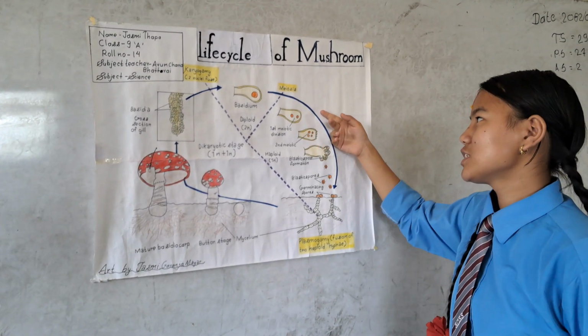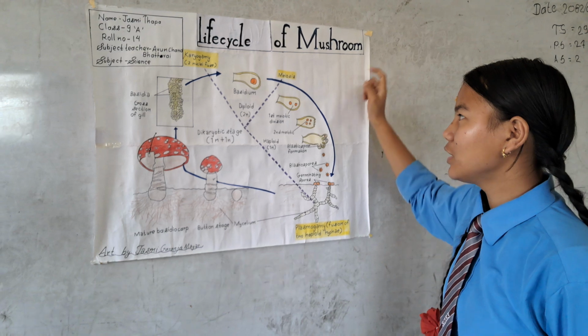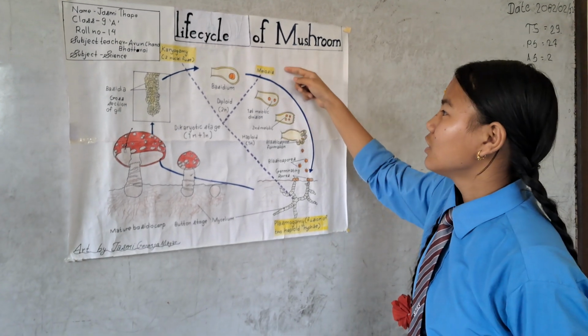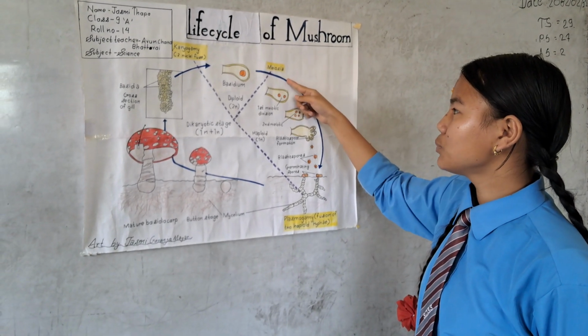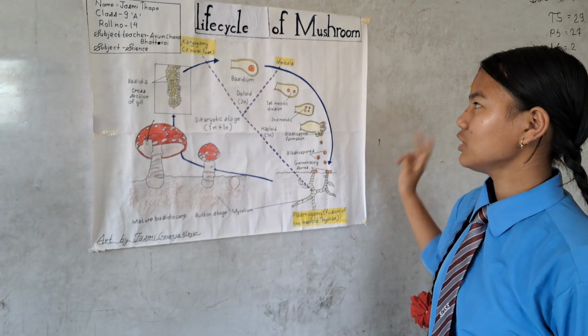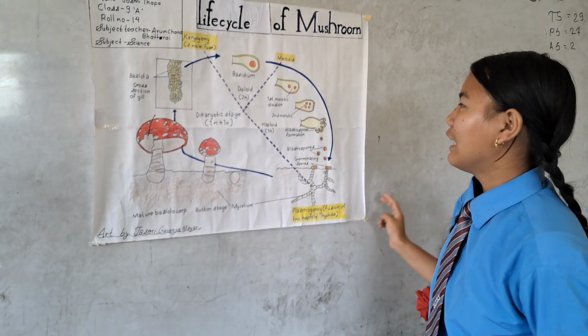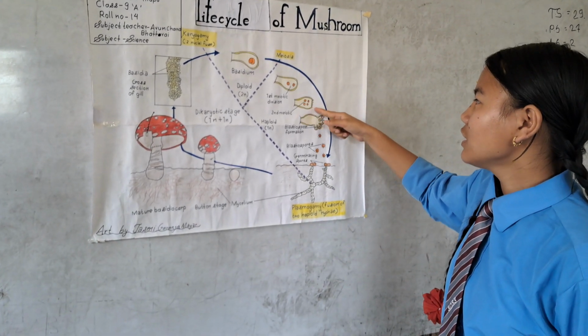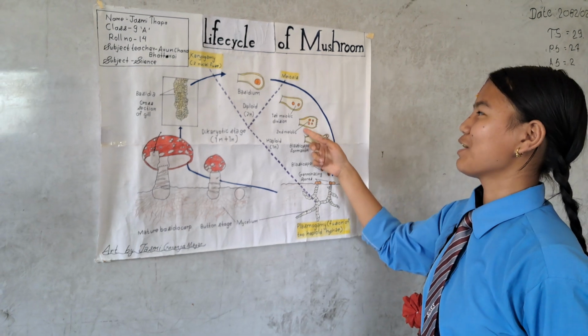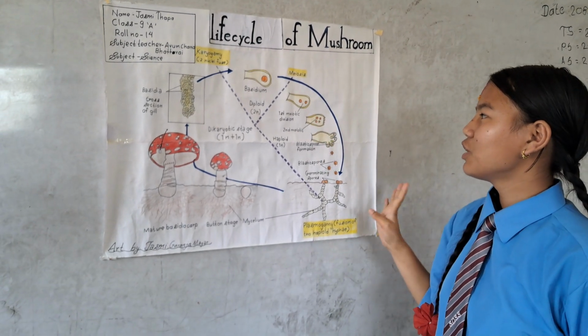In the first meiotic division, the diploid nucleus multiplies into two haploid nuclei. And in the second meiotic division, two haploid nuclei multiply into four haploid nuclei.